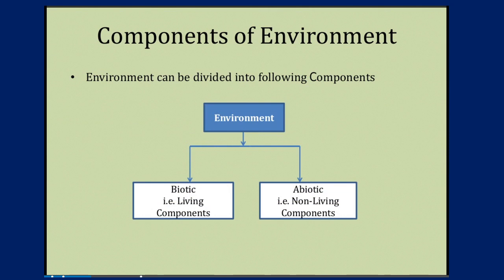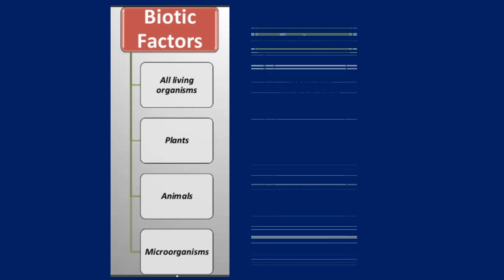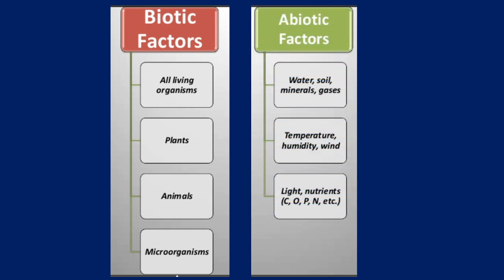The environment can be divided into the following components: biotic, that is the living components, and abiotic, or non-living components. The biotic components are living organisms: plants, animals, and microbes. All these come under the biotic factors. Whereas abiotic factors are water, soil, minerals, gases, temperature, humidity, wind, nutrients, and other elements.